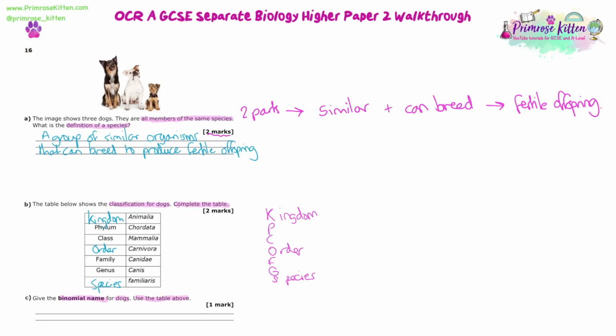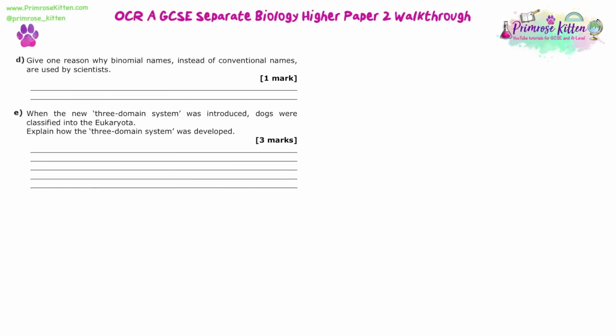Give the binomial name for dogs. Use the table above. So hopefully we remember the binomial name means two-name or two-part name. And it comes from using the genus and the species names from the table, or from their classification. And so the binomial name for dogs, its Latin name, is going to be Canis familiaris. And we need to copy it exactly as it is in the table. So capital C for Canis and a lowercase f for familiaris, because you always leave the species name as a lowercase.